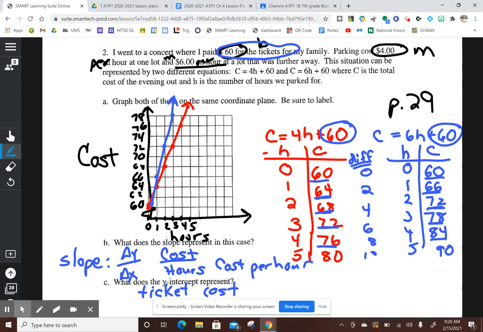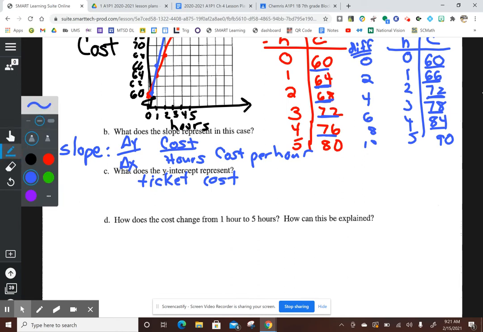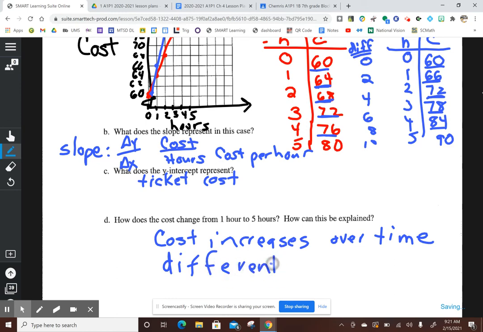Okay? Now, the next question says, how does the cost change from 1 hour to 5 hours? How can this be explained? Well, cost increases over time. The difference increases over time. And why is that? Because there are different slopes. So when you have different slopes, the lines move apart as time goes on.